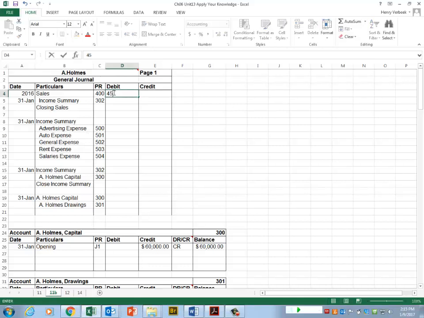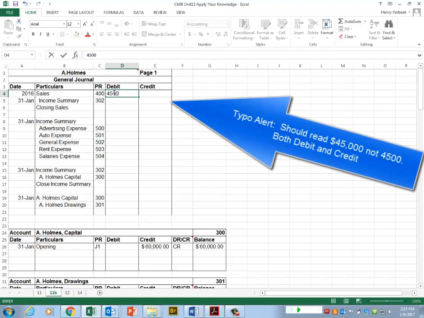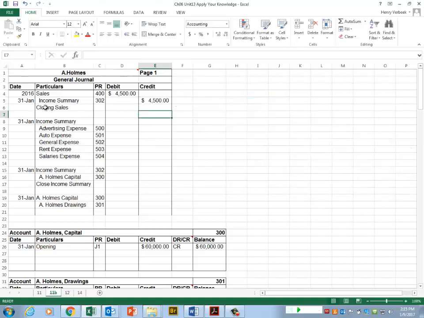So we're going to put in 45,000. And to balance that out, we're going to put in 45,000 into the income summary. And that is for closing the sales or closing the revenue. I think I'll call it closing revenue because in some situations you could have more than one revenue.